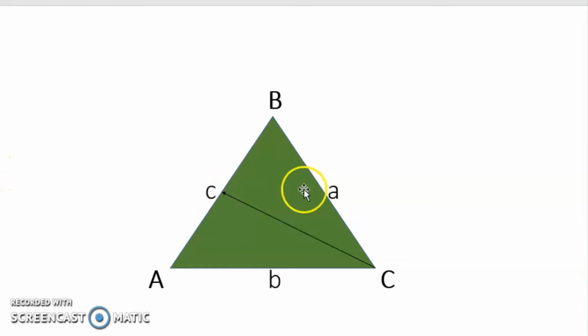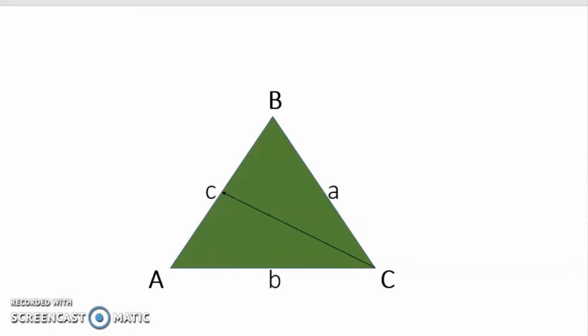Now, if I want to find small letter A, that is side A, how am I going to find it? You can only find side A when the two other sides are known and an angle is given in between them. When these two sides are known, side C and side B, and an angle which is called angle A is given in between them, you use the cosine rule.